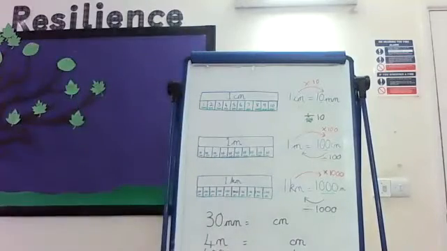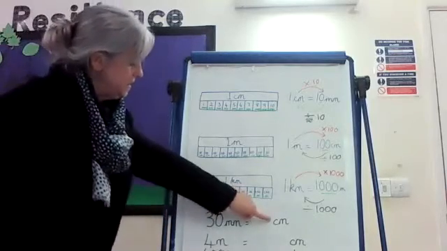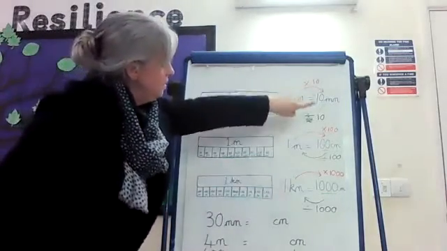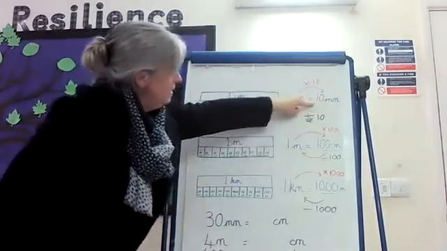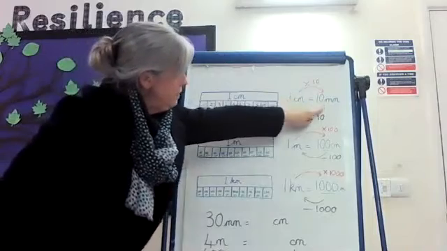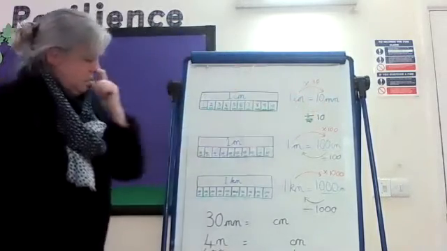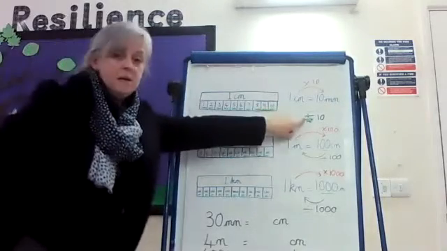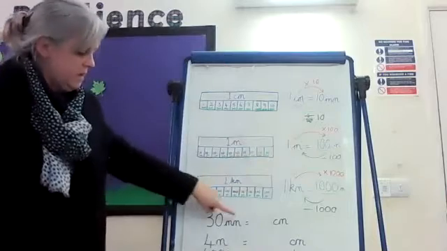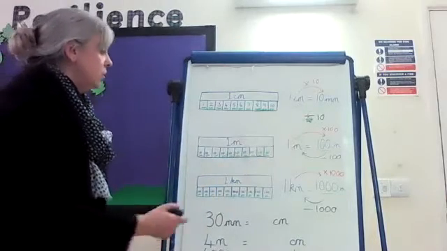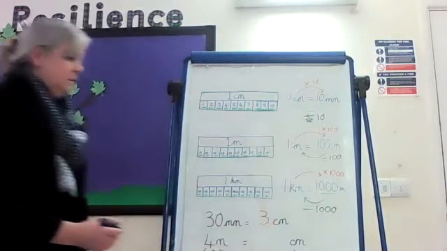So let's have a look at the 30 millimeters into centimeters. I'm going to look at my model up here. I'm going from millimeters back to centimeters, so I've got to think about the direction of my arrow. What will that be? It's going to have to be divided by 10 because it's 10 times smaller. So 30 millimeters is equivalent to 30 divided by 10, which is 3 centimeters.